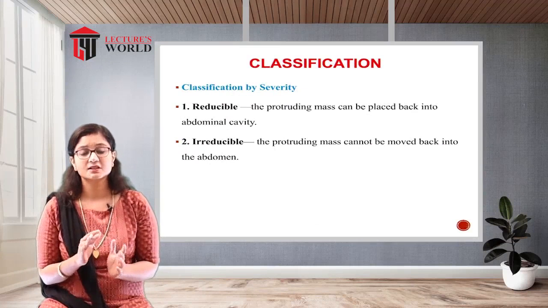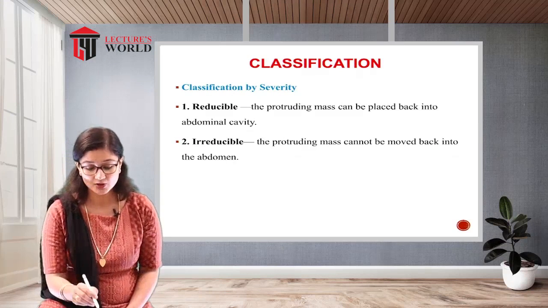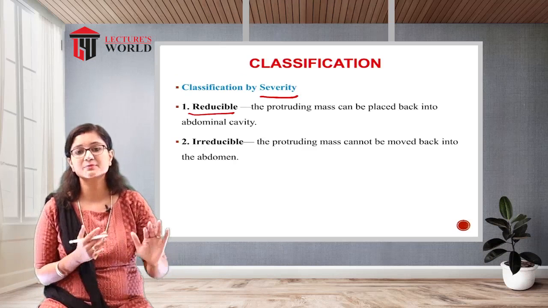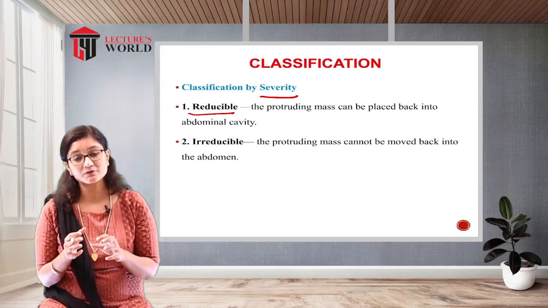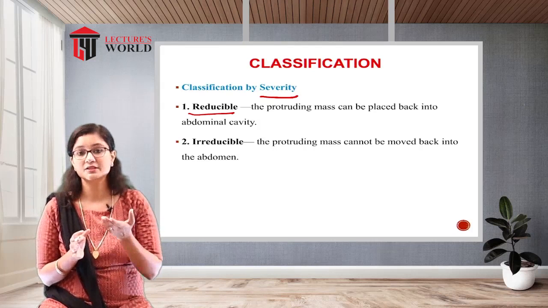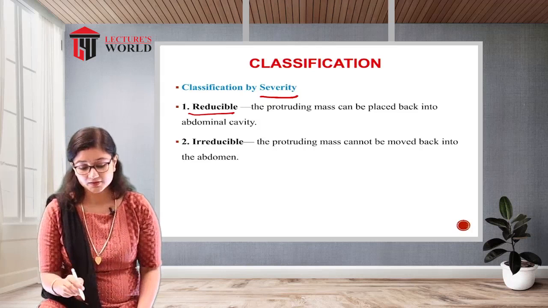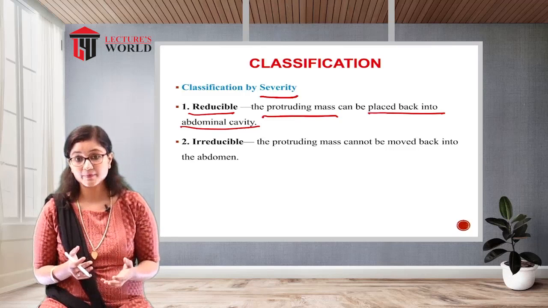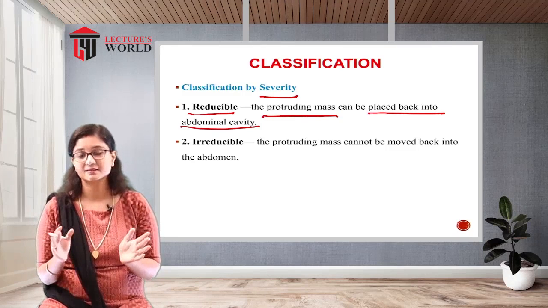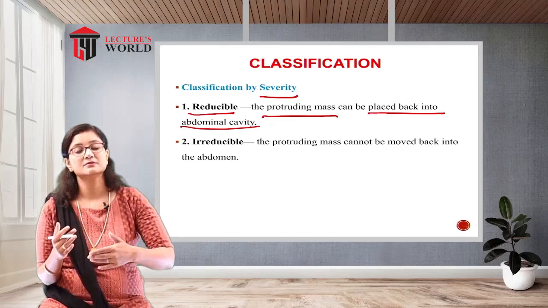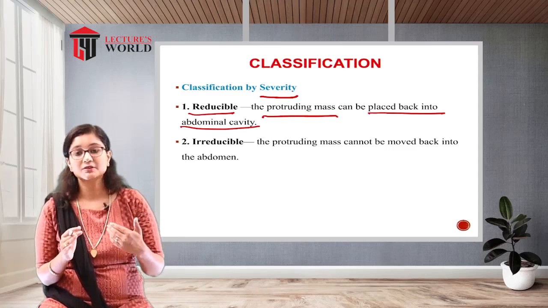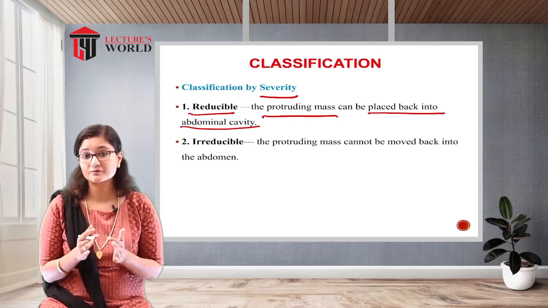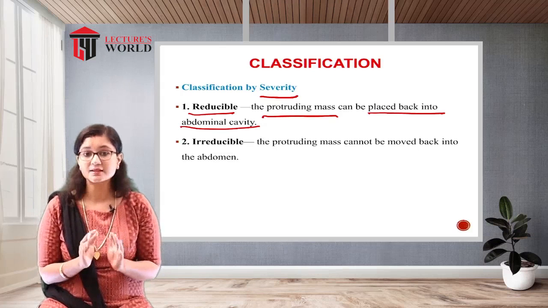How severe is this hernia, right? The first one according to severity is reducible. What do you mean by reducible? That is, I can bring it back, or I can reduce the protrusion to the normal region. That is called reducible. That is, the protruding mass can be placed back into the abdominal cavity. Means without doing any surgery, I can bring this abdominal mass back into the cavity. Then I will call it a reducible one. So if I say whether it is more severe or less severe, it's a less severe one.